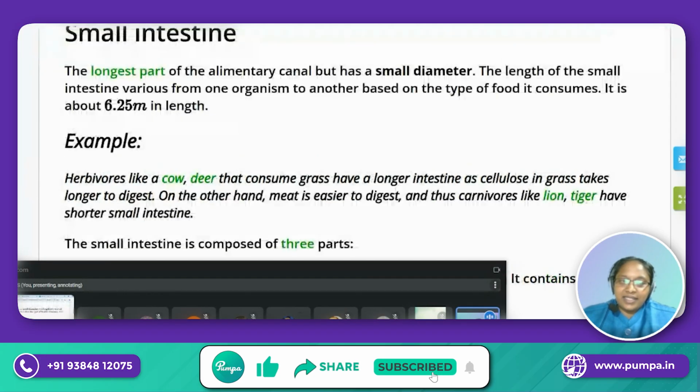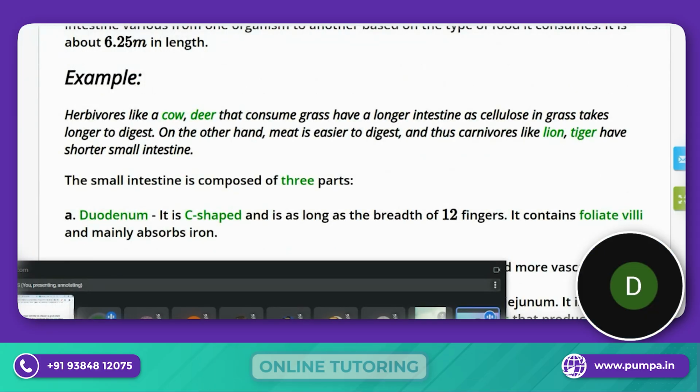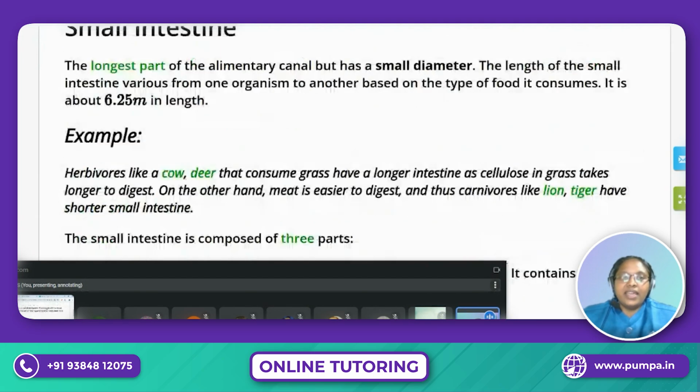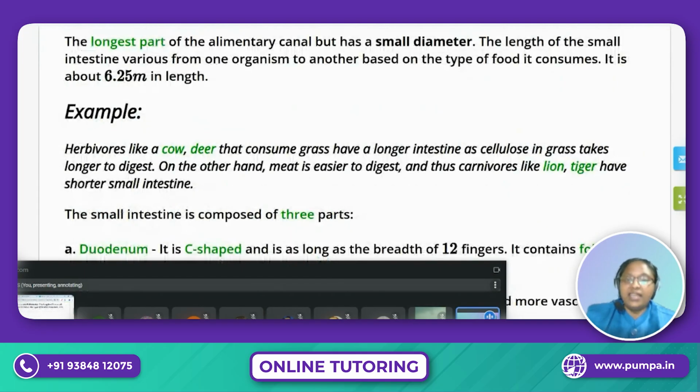Excretion. Absorption is the correct answer. Very good. And one more thing: the size of the small intestine varies.